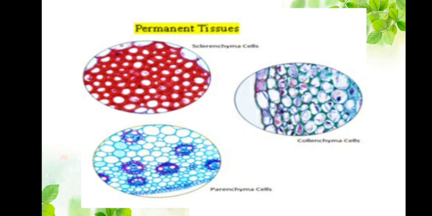Sclerenchyma is composed of two components, fibers and sclereids. They provide mechanical support to the plant organs. These fibers are present in many plants, for example, flax, hemp, jute, etc. And sclereids are also common in fruits and seeds. They provide mechanical support to the growing organs.